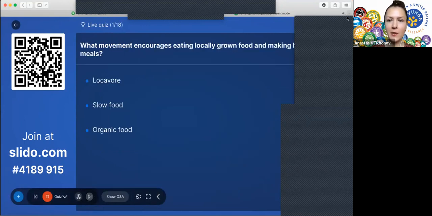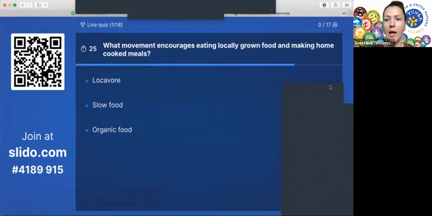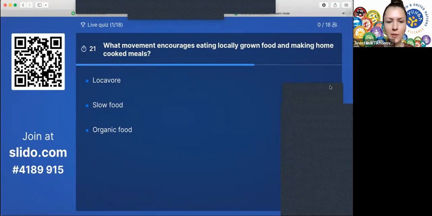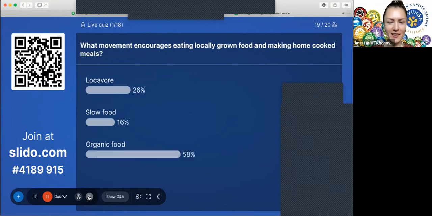The first question is: what movement encourages eating locally grown food and making home cooked meals? Locavore, slow food, or organic food? Please choose one of these options. Please watch the timer above. You can see it's now only 11 seconds left. Okay, 4 seconds left. So let's see which is the right answer.